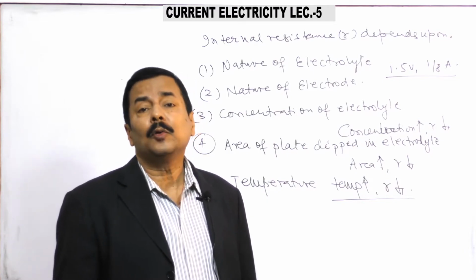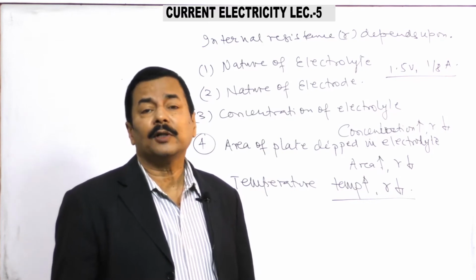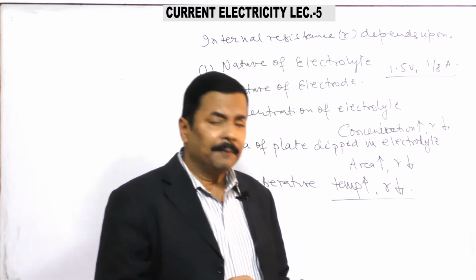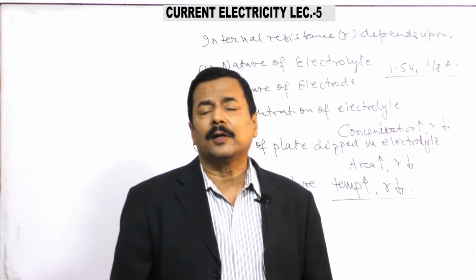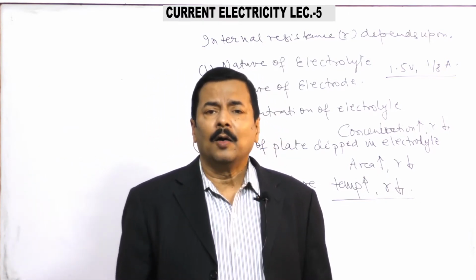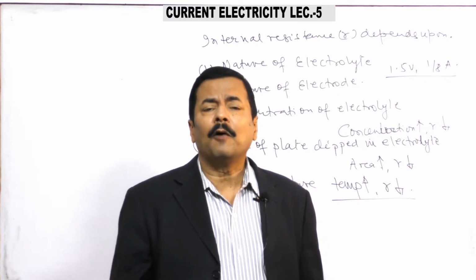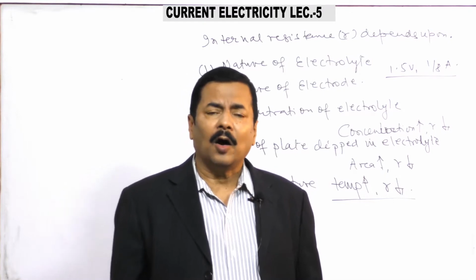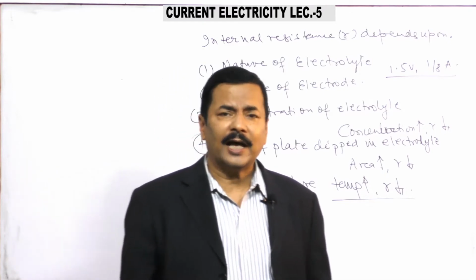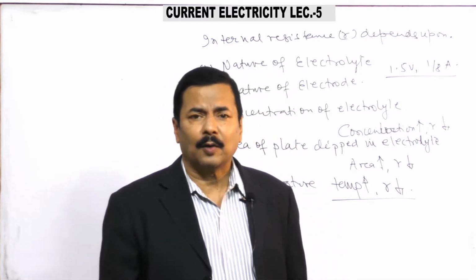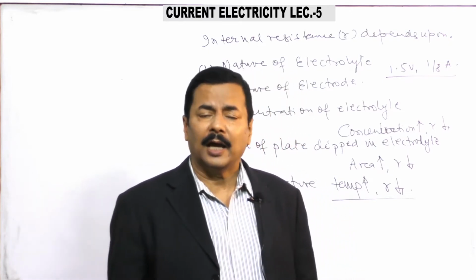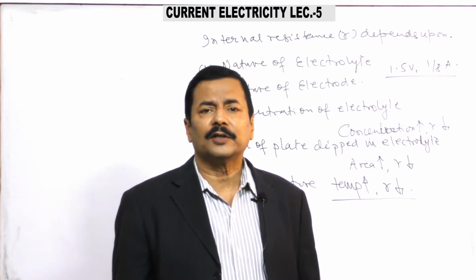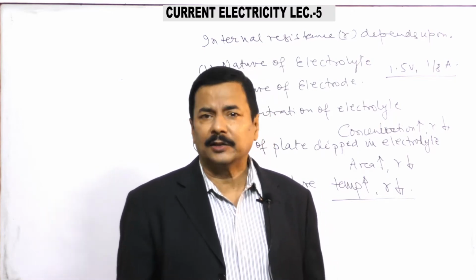So we need to do the combinations. Therefore, the combination of cells is required. So why is a combination of cells required? Combination of cells is required for fulfilling the need of higher potential difference, higher current, or sometimes both. So this has to be kept in mind, that this is the requirement why we have to combine the cells. So we are switching towards the grouping of cells, that is, combination of cells.